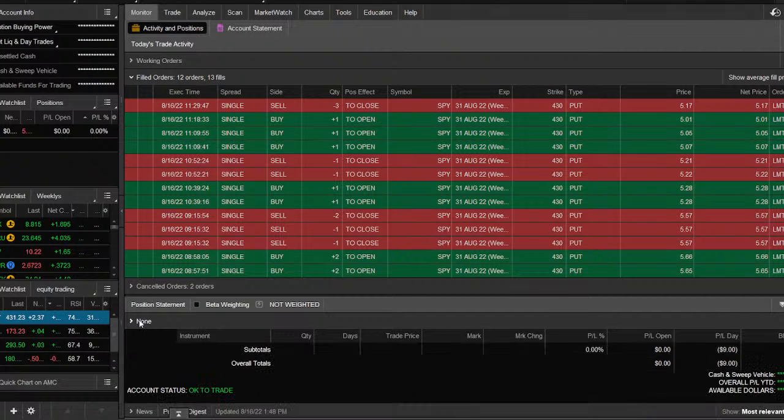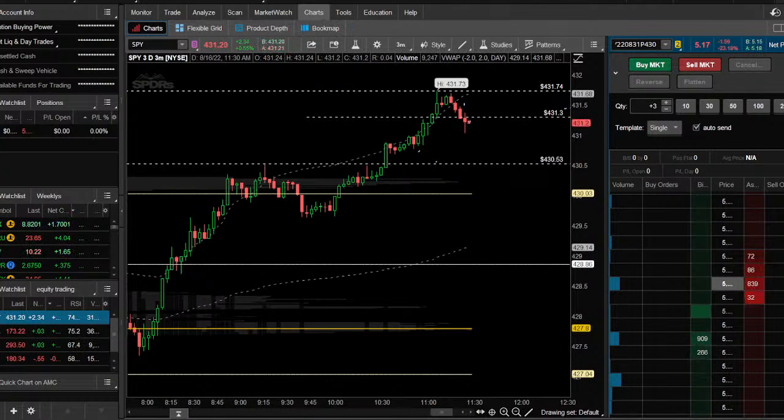So let me show you guys my P&L of the day. I'm currently down $9 on the day. Not that bad, could have been worse.